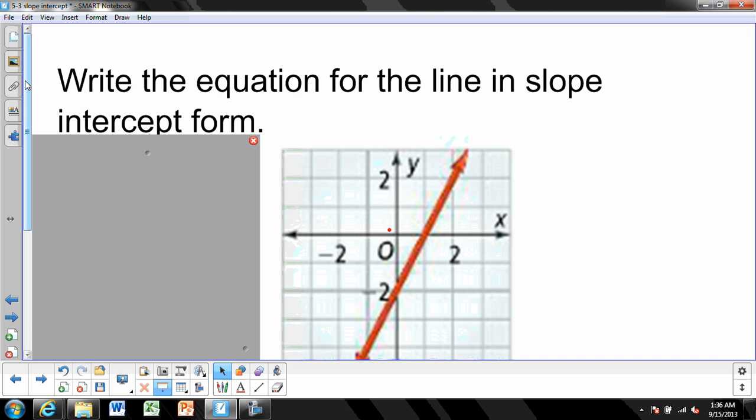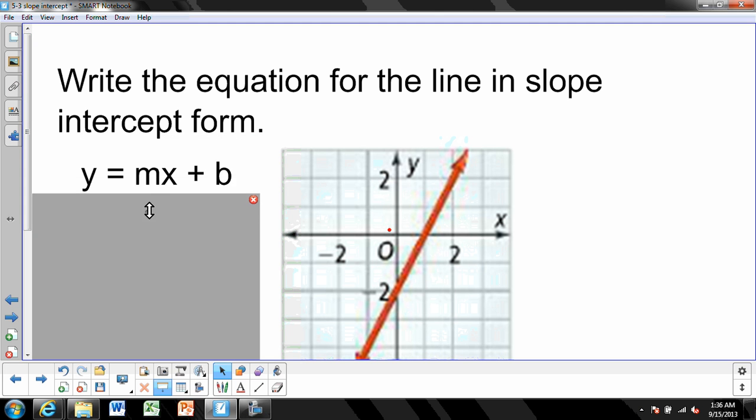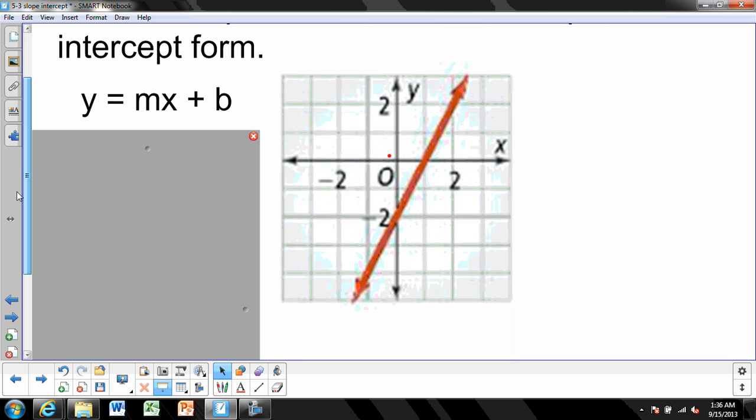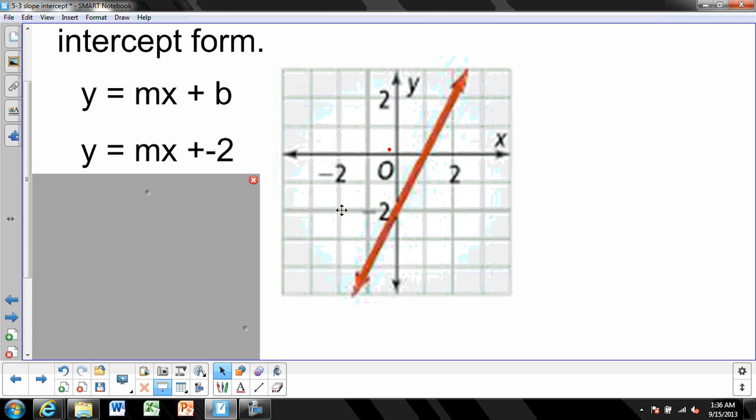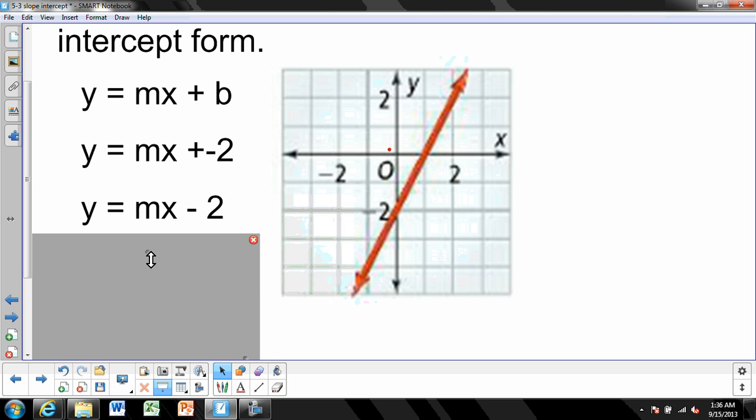We can also work backwards and take a graph of a line and write the equation. So here we want to write the equation for the line in slope-intercept form. Here's the format we want to follow. Slope-intercept form, y equals mx plus b. The first thing we want to see is what is our y-intercept. And here this line crosses the y-axis at -2. So we have y equals mx plus -2, which we can also write as y equals mx minus 2.